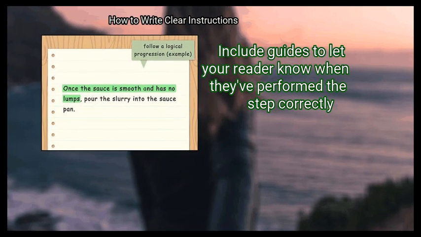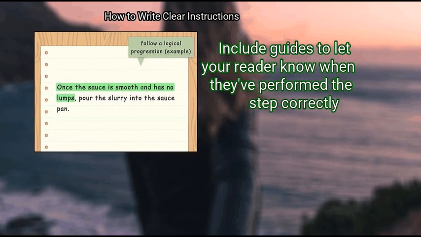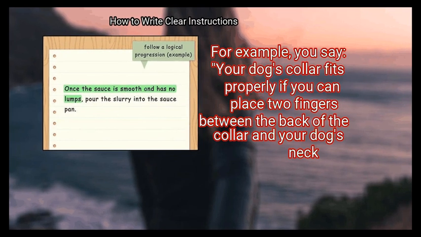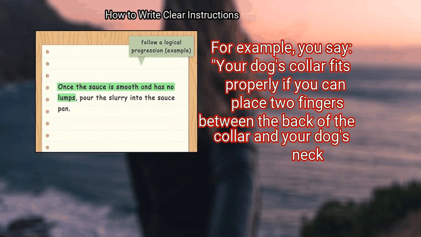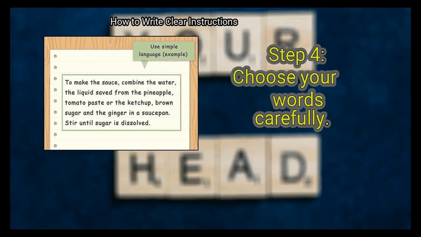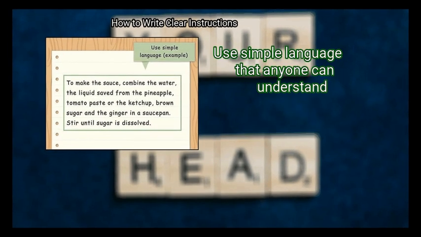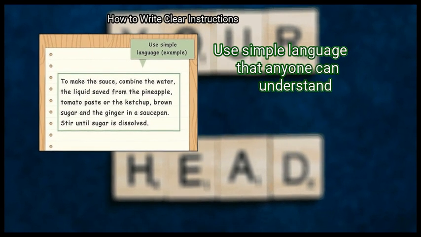Include guides to let your reader know when they've performed the step correctly. For example, you say, "your dog's collar fits properly if you can place 2 fingers between the back of the collar and your dog's neck." Step 4. Choose your words carefully. Use simple language that anyone can understand.